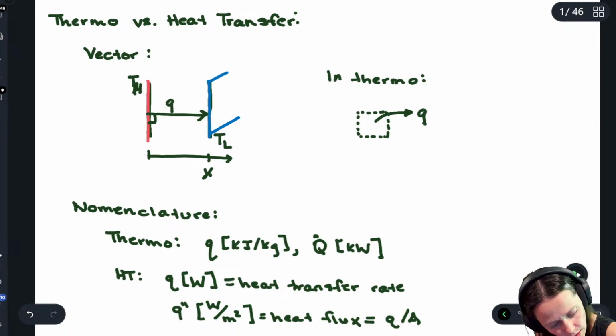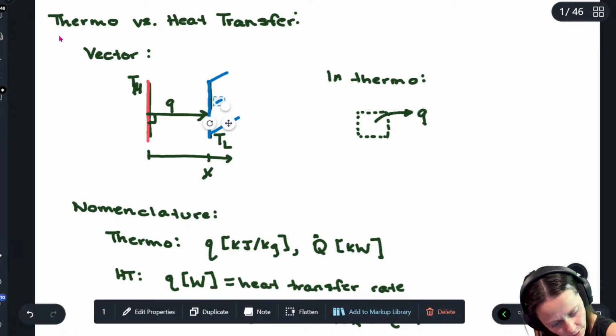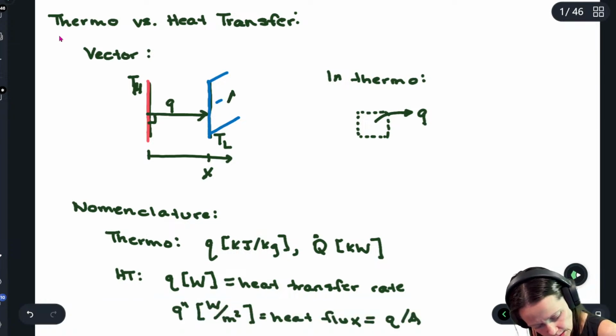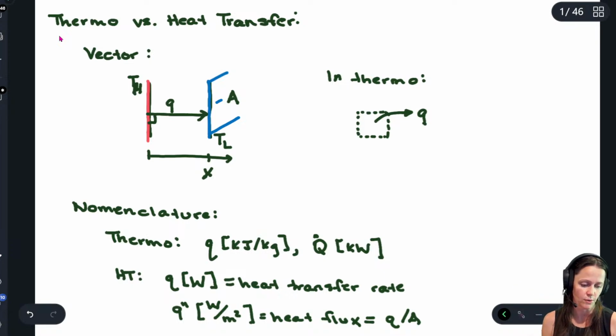So this guy right here, it would be this area. That's the area that we'd be talking about.